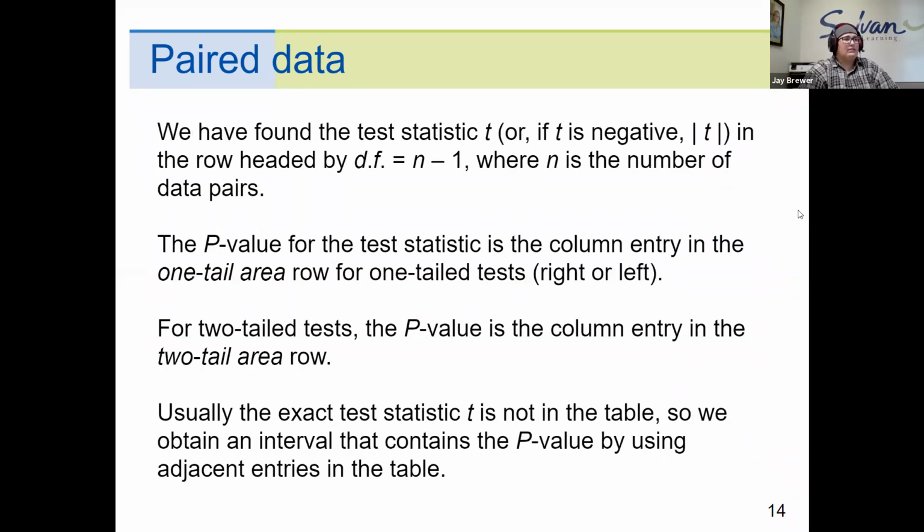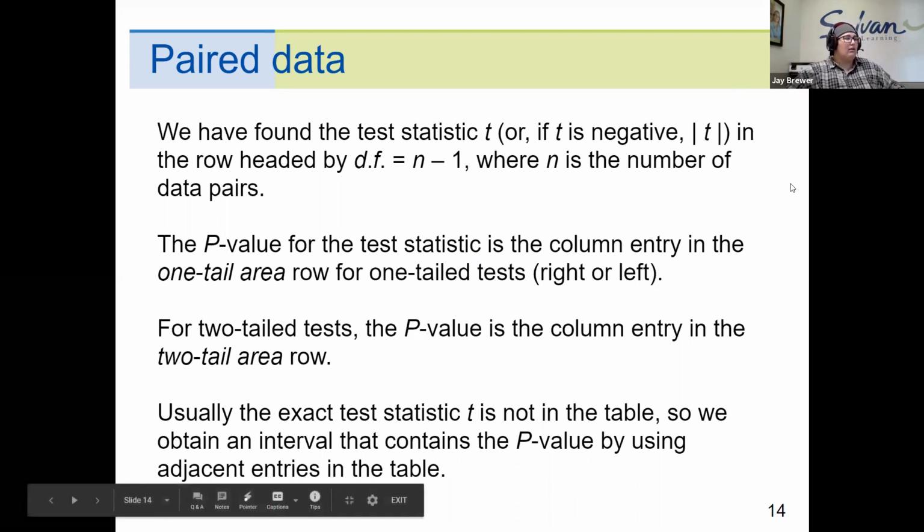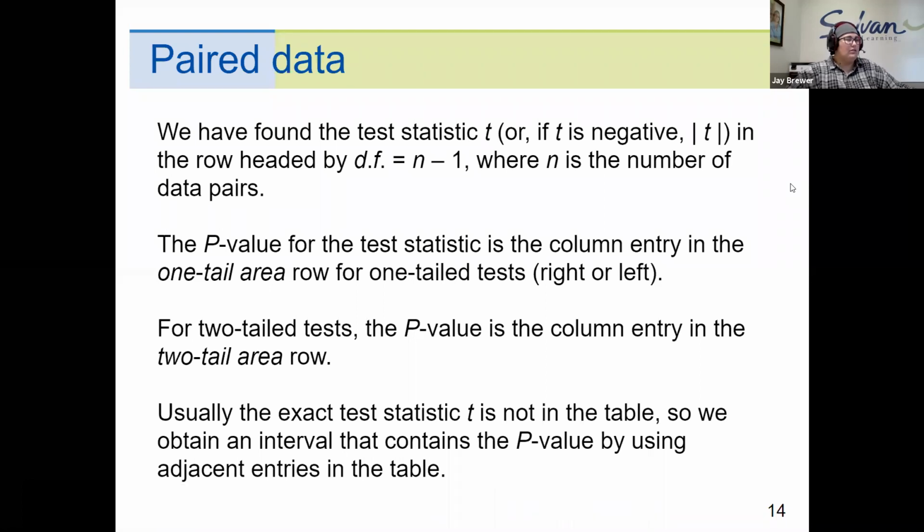We find the test statistic t, or if t is negative, the absolute value of t, in the row headed by the degrees of freedom n minus 1, where n is the number of data pairs. So in this case, you would take 15 minus 1, which is 14. The p-value for the test statistic is the column entry in the one-tailed area row for a one-tailed test, right or left. For a two-tailed test, the p-value is the column entry in the two-tail area row. Usually the exact test statistic t is not in the table, so we obtain an interval that contains the p-value using the adjacent entries in the table.